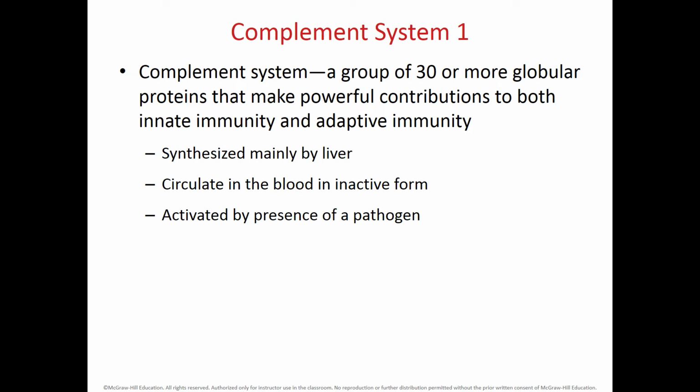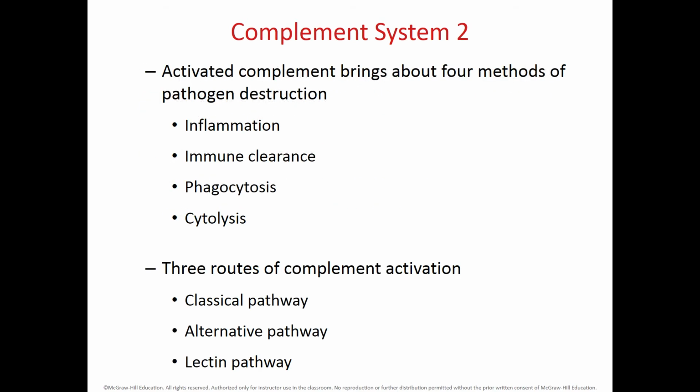Now, the complement system, as I told you, is made of a group of 30 or more subcomplexes of proteins that make a powerful contribution to both innate immunity and adaptive immunity. As I told you before, they are made in the liver and then circulate in inactive form. So you don't always use the complement system unless you have a specific injury. The complement system is activated only when you have a pathogen present in your body. Otherwise, there is no reason for activating the complement.